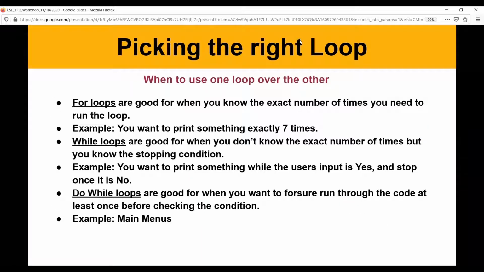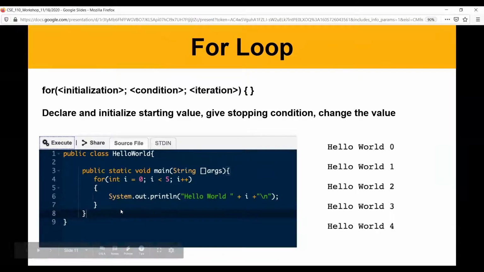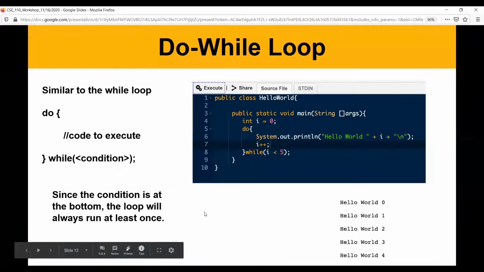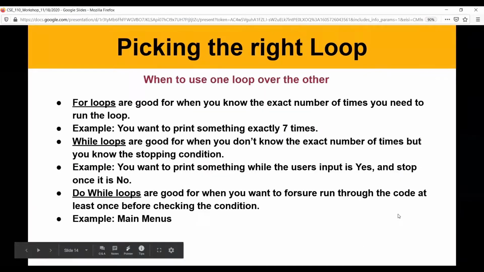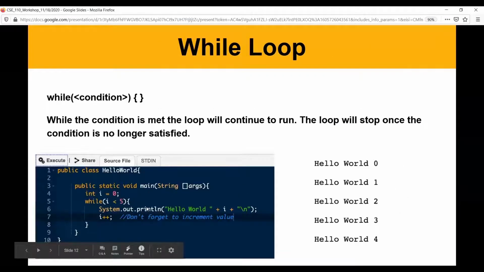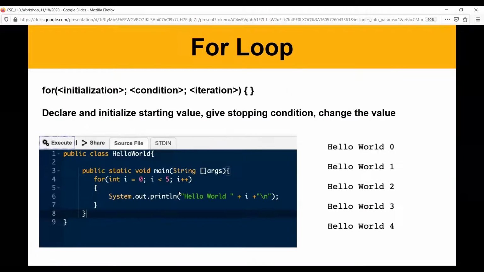So now we're going to talk about when to pick a certain loop over another. Keep in mind, you can use basically any loop. All loops can be used interchangeably. If you notice, all these do while loops, for loops, and while loops do the exact same thing. They all print out hello world 0, 1, 2, 3, and 4. I can make a while loop that does the same thing as a for loop, and I can make a do while loop that does the same thing as a for loop.